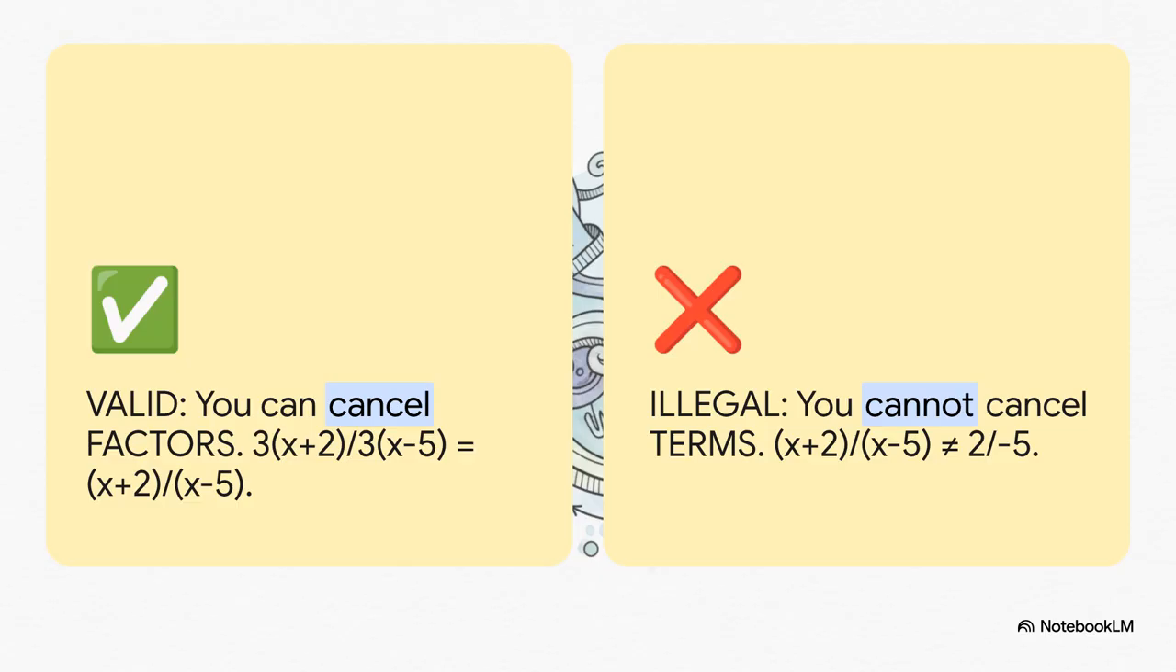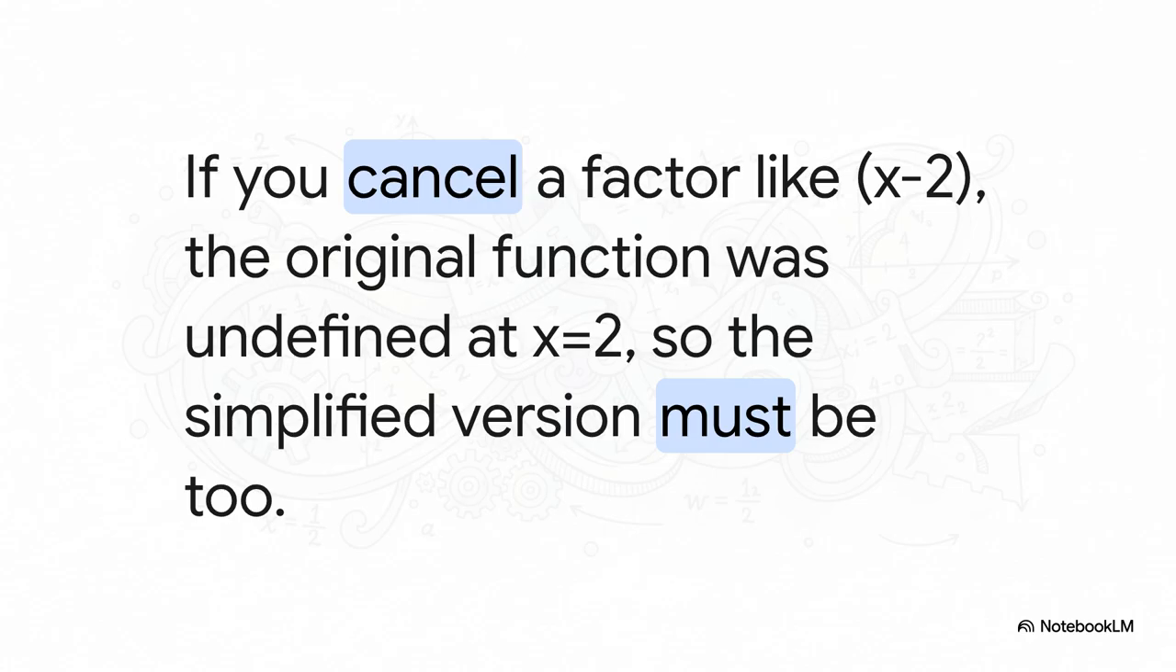See on the left? That 3 is multiplying the whole x plus 2 group, so it's a factor. We can cancel it. But look at the right. That x isn't a factor, it's a term. It's connected by addition. It's kind of married to that plus 2. You can't just break them up and cancel the x. That's a huge no-no.